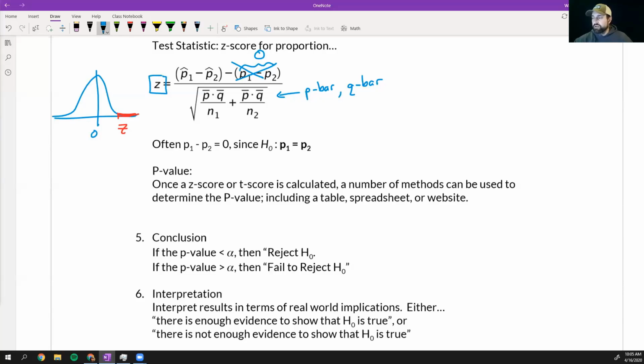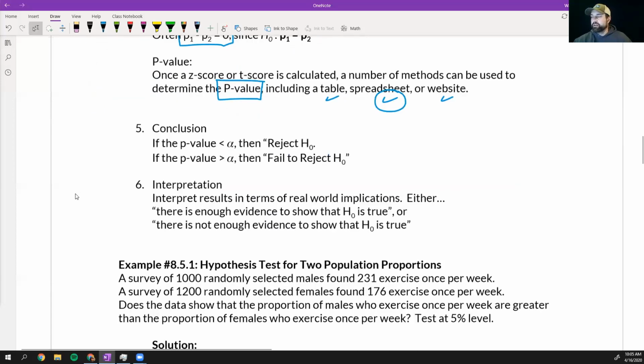So everything else here is what I'm saying. This is 0. So this part here basically explains why that is equal to 0. And then once you have that z-score, you can either use a table, a spreadsheet, or a website to calculate the p-value. You're probably going to use the Google Sheet. Once you have that p-value, you compare it to the alpha value, the 5%, and you either reject or fail to reject.